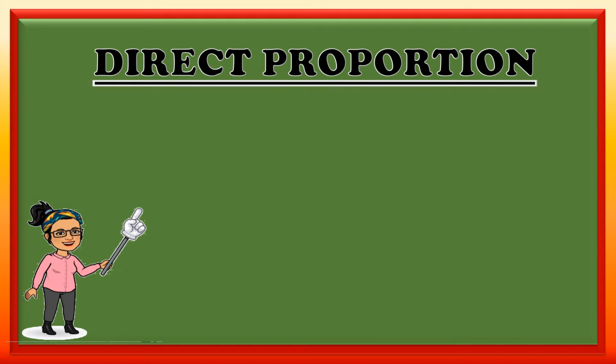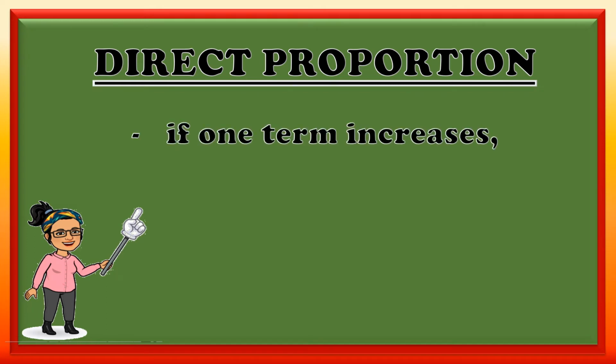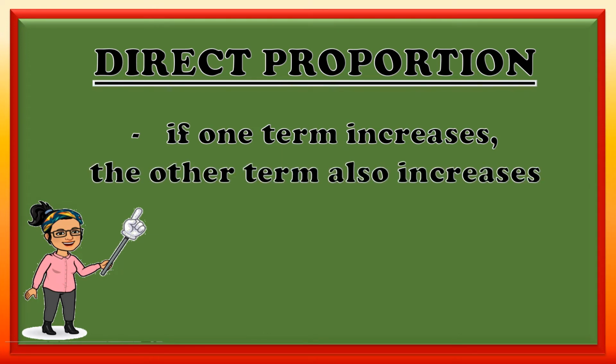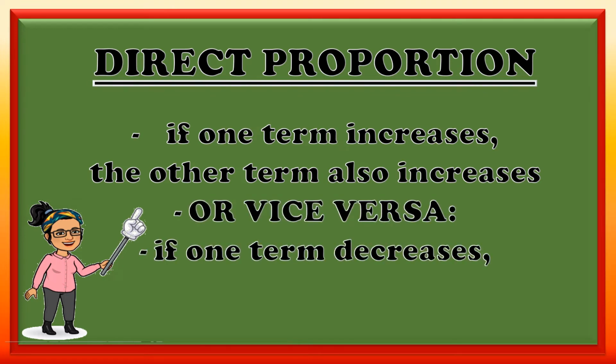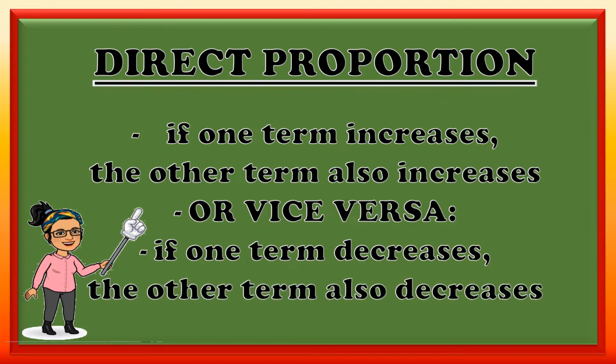Let's define direct proportion. Direct proportion states that if one term increases, the other term also increases, or vice versa. If one term decreases, the other term also decreases. Did you get that?